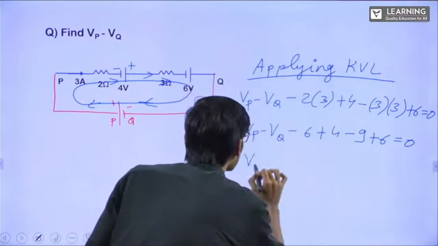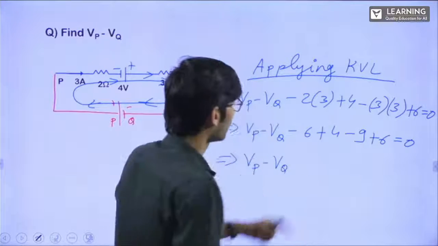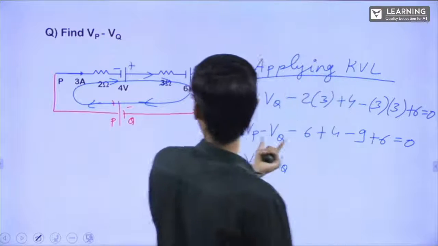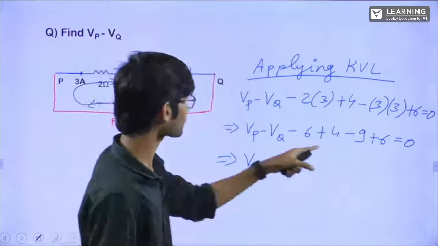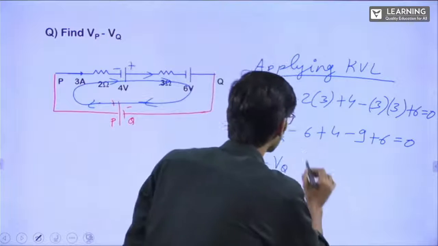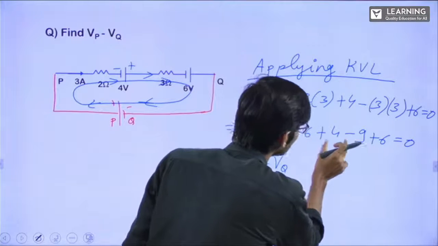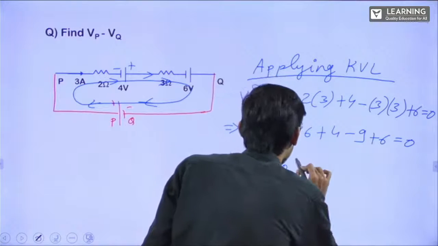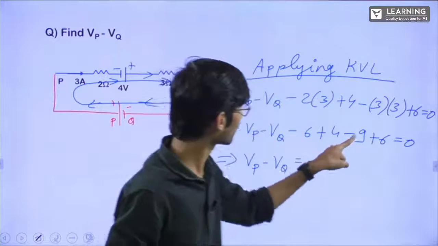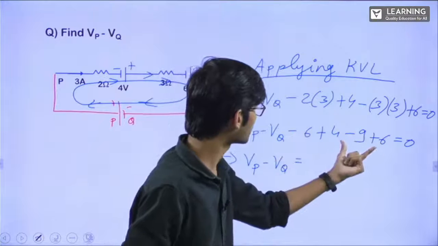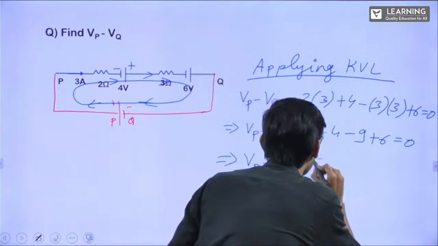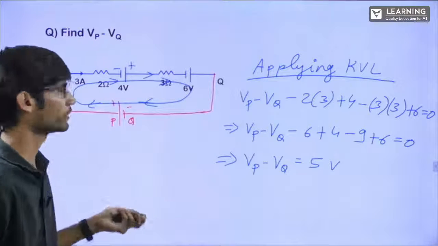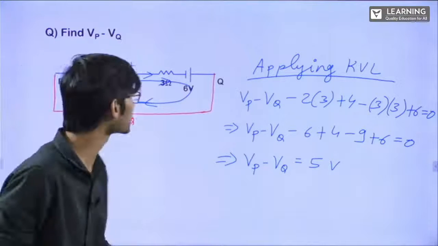So Vp minus Vq, minus 6 plus 4 is minus 2. 3 3s are 9. Minus 2, minus 11, plus 6. See, if I am not wrong, 9, 6, 15, 6, 4, 10. This is 5 volt. Just check it, right? We'll go fast because we have already extended the session.